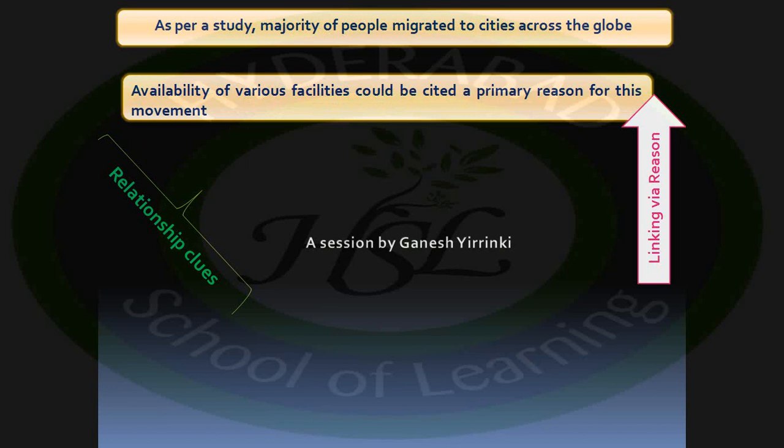For example, now you look at this, linking via reason also. As per a study, majority of people migrated to cities across the globe. Availability of various facilities could be cited as a primary reason for this movement. So here, if you look at this one, there are two indicators actually. This movement refers to what? Migration. And this sentence also gives you a reason for this. So a sentence can be thought of as a second sentence when it gives you reasons, or when it explains, or when it is referring to the previous sentence.